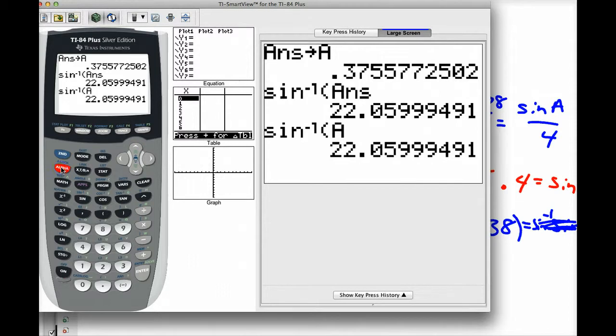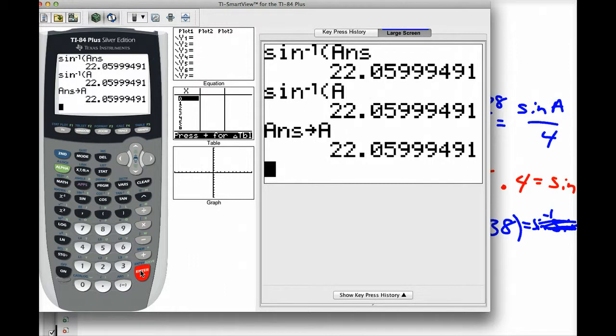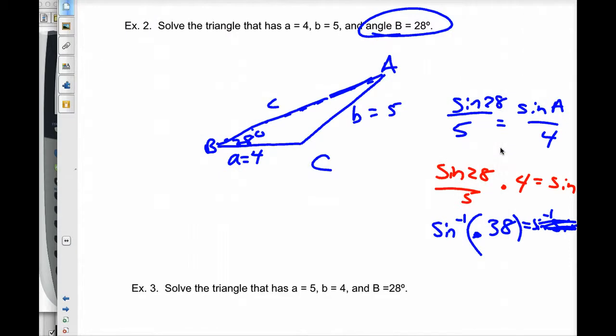So I'm going to go alpha, oh, hang on a second. I'm going to store alpha A. From now on, there's my angle A. It's in there. I'm going to write it down as 22.06, but it's really not 22.06. All right, so I got 22.06 for angle A. That's degrees. I got 28 degrees for angle B.